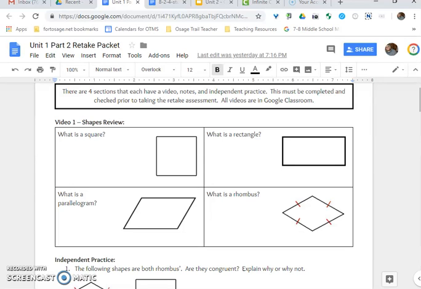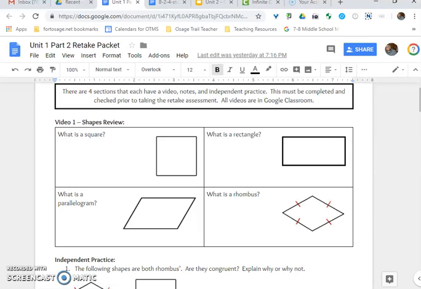So make sure that you are filling in your notes because there is independent practice at the end of this that you will need to complete and get checked. So part of our DCA was looking at particular shapes. So I want to review what these four are and what makes each one its specific name.